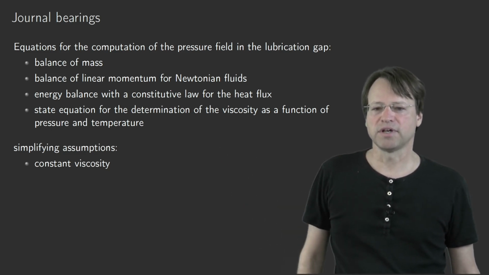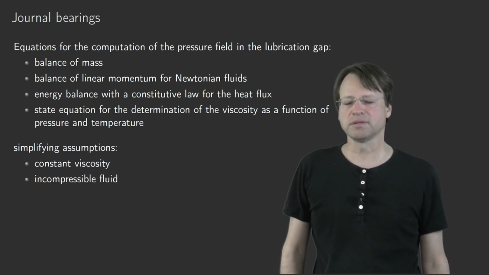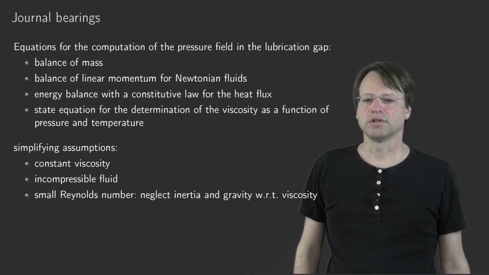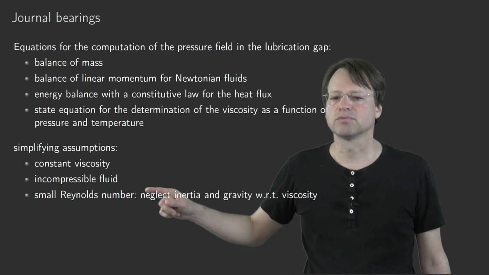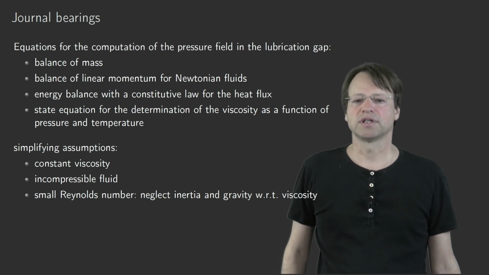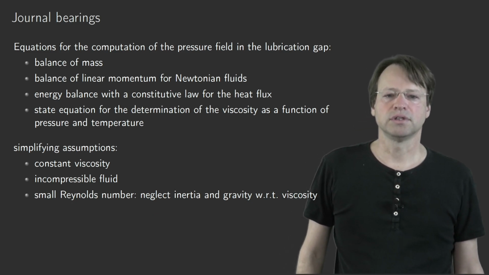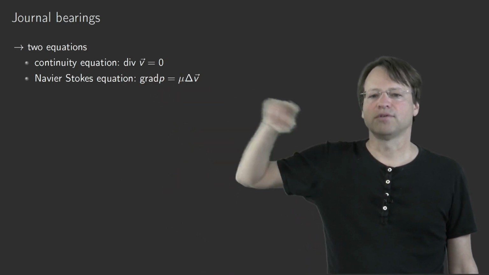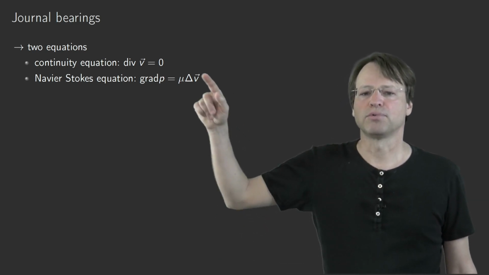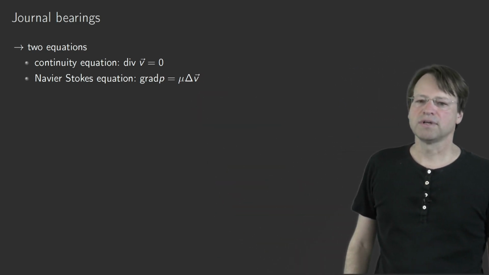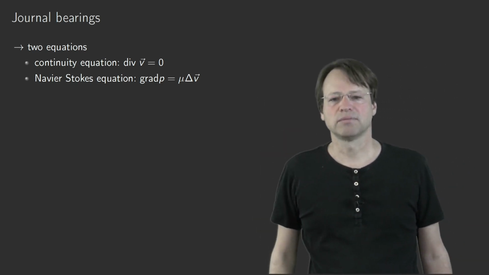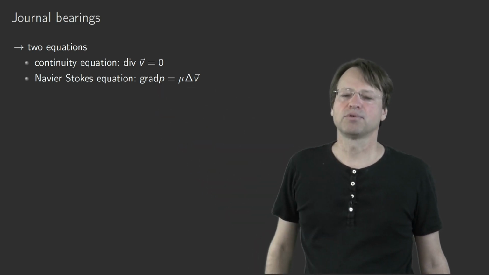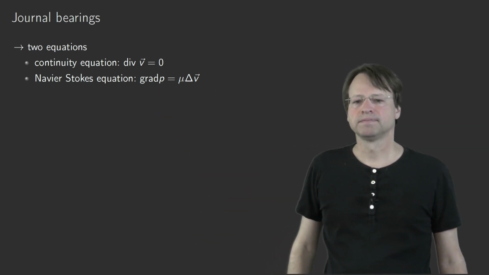So again, the simplifying assumptions here are that we have constant viscosity. We are dealing with an incompressible fluid. So we simplify the continuity equation, and we deal with a small Reynolds number. So we neglect inertia and gravity with respect to viscosity. So we have two equations. The continuity equation, or divergence of the velocity, is equal to 0 for an incompressible fluid, and the Navier-Stokes equation, where due to the small Reynolds number assumption, we neglected the inertia terms and we just have a balance between the gradient of the pressure and the viscosity terms.